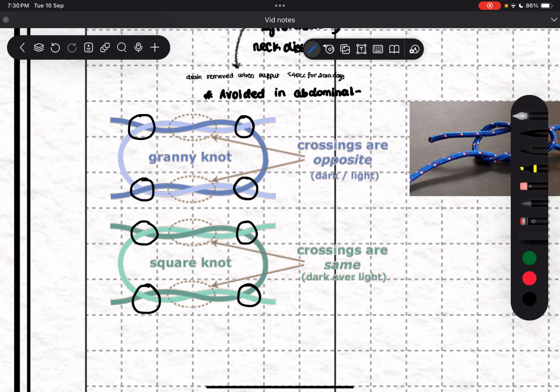There is an upward crossing, whereas it goes down here. Here both are coming upwards, and the same goes there. So what do we understand? These square knots are much stronger than those granny knots. That is what we get to understand from this.